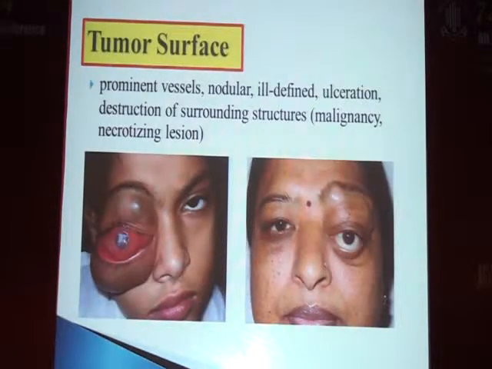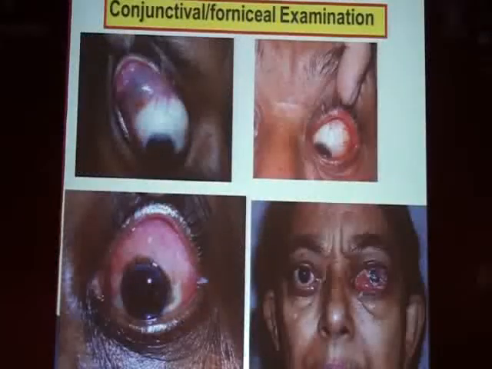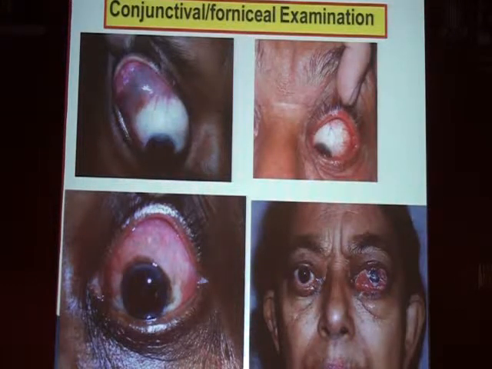Now, further, the tumor surface has to be felt properly, especially for any nodular surface, ill-defined areas, or ulceration, and destruction of surrounding structures has to be noted, especially in cases of malignancy and necrotizing lesions. We have to look at the conjunctival fornices in detail, like in this case with a lymphangioma or a carotid-cavernous fistula, where you can see the dilated vessels, or this typical salmon patch appearance in cases of lymphoma, or in cases of cavernous sinus thrombosis.